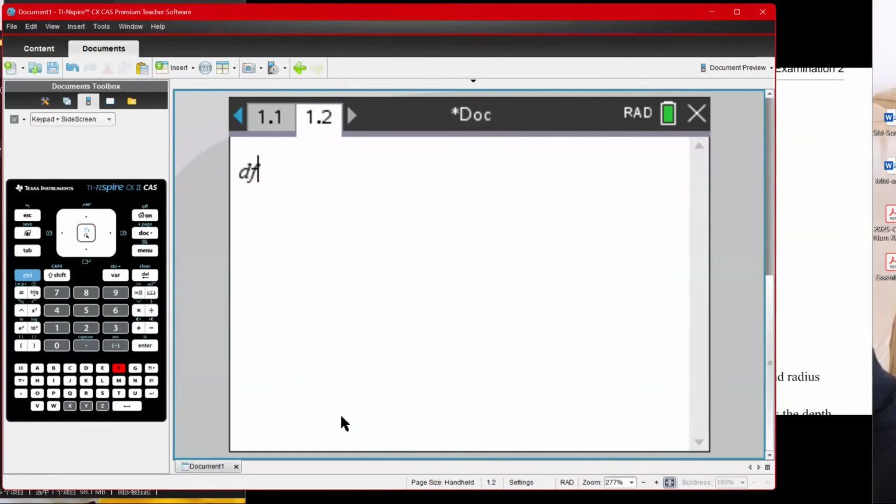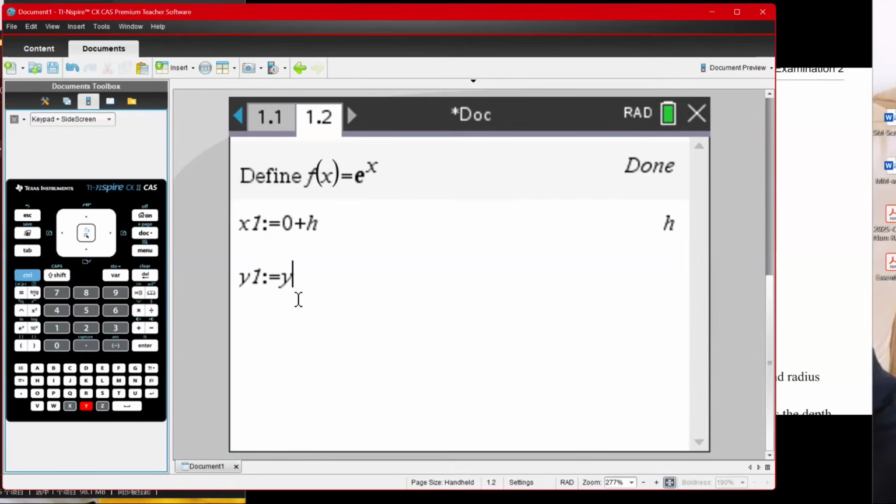So first of all, I will define f(x) equal to exponential function power x. And this is my derivative. Now, my initial x value is 0. So I say x1 is x naught plus h. And then I say y1 is assigned to, you can use the control template button, y naught is an unknown, so just leave it as y naught plus h times f of x naught.